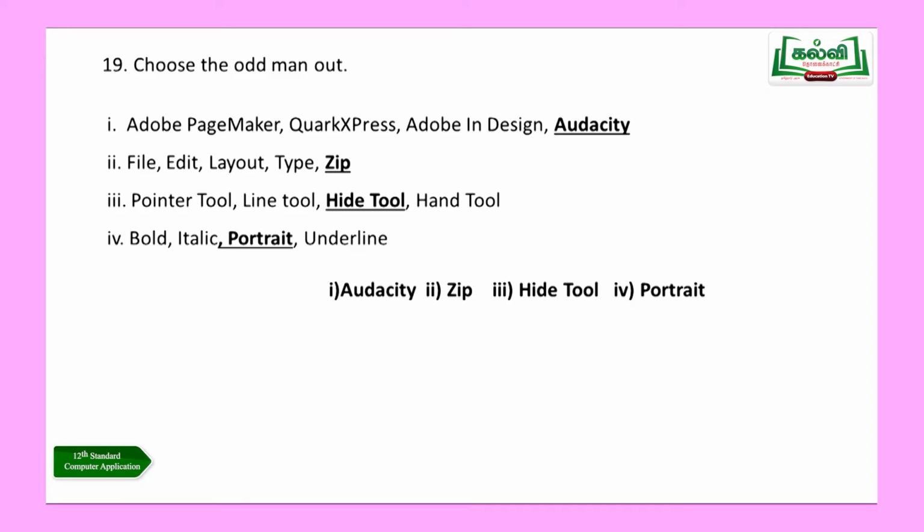Next one is file, edit, layout, type, zip. Five things are given there. The first 4 are menu items, and zip will never come under this category because it is used to compress the given thing, right?